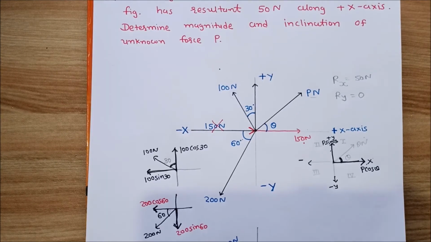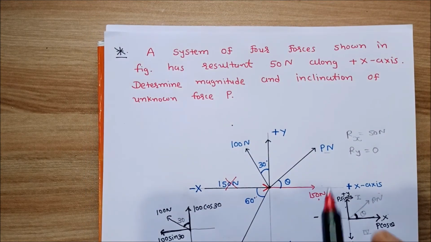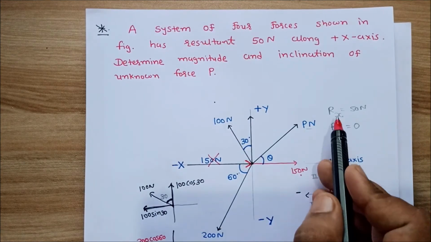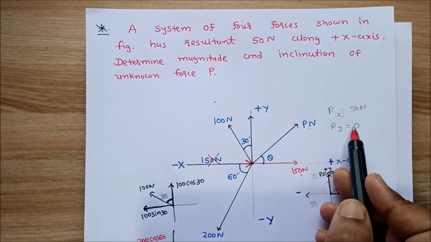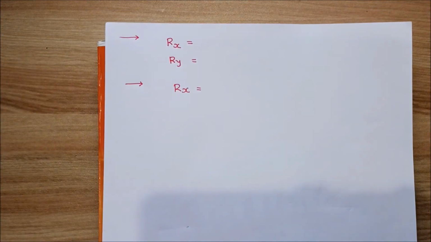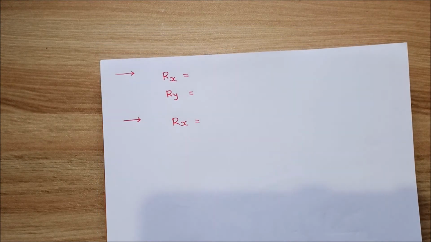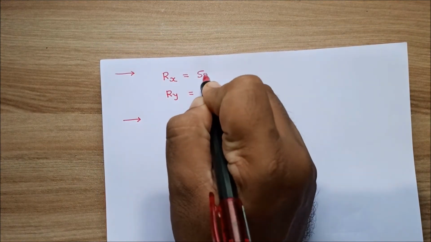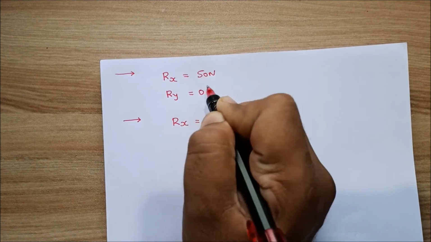In our question, the data given is resultant 50 Newton along the positive x-axis. So Rx is equal to 50 Newton and Ry is equal to 0. So first we write Rx is equal to 50 Newton and Ry, that is 0.